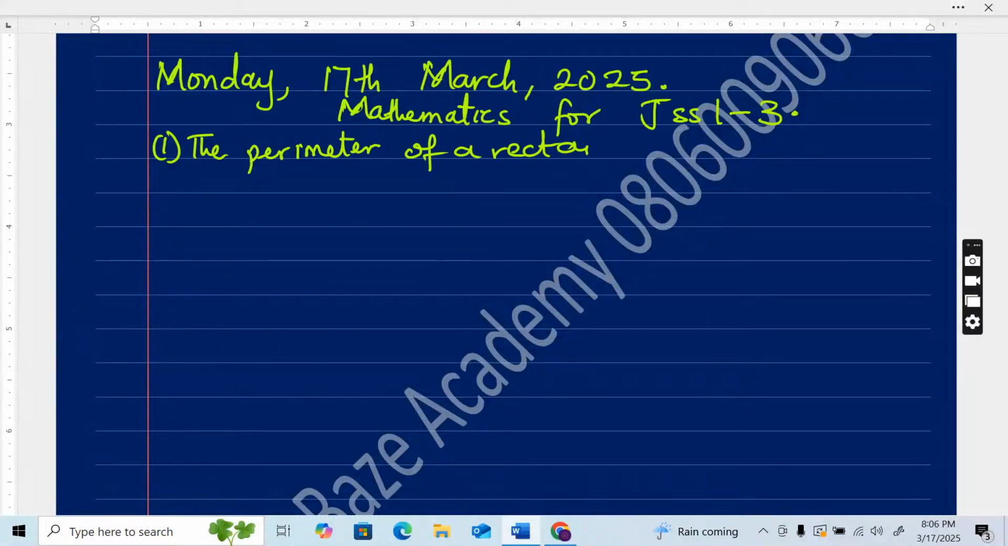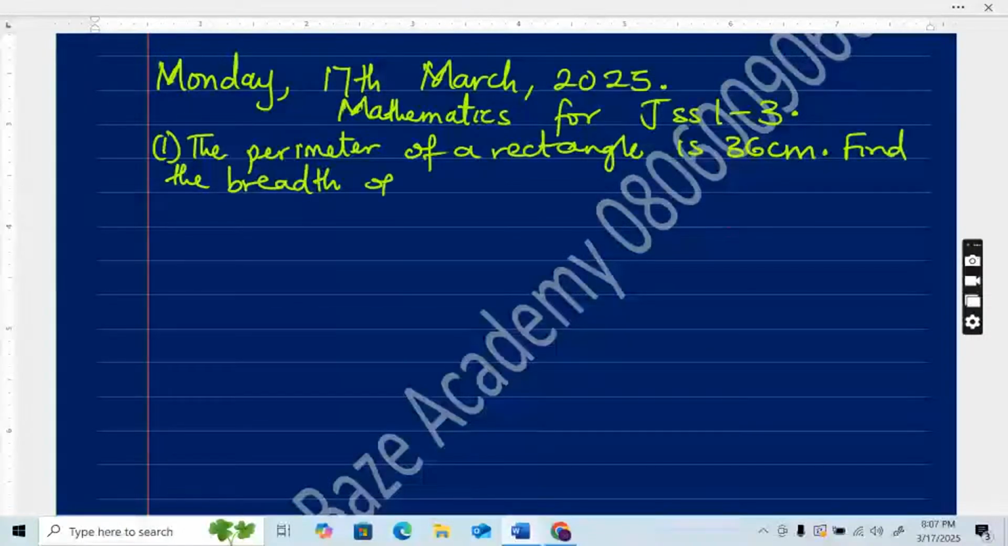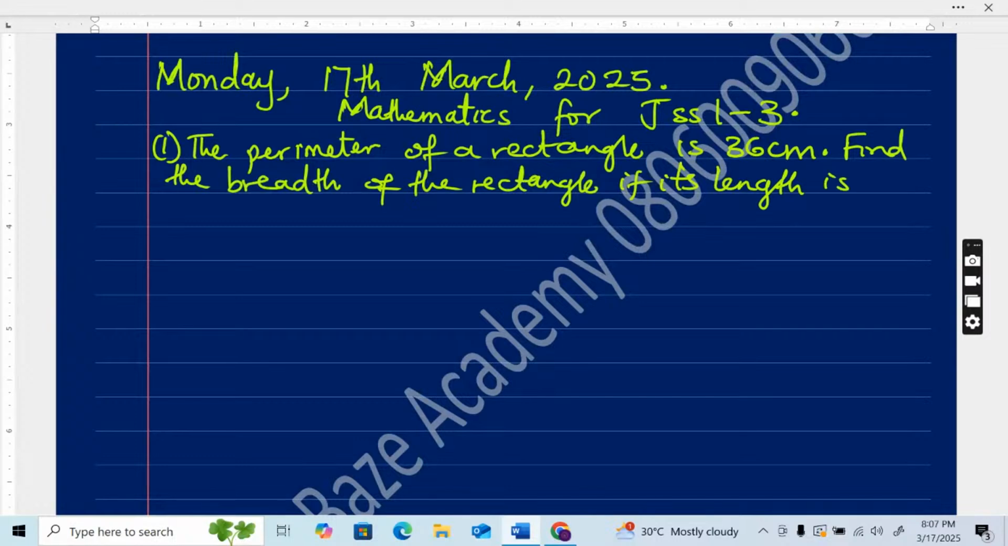The perimeter of a rectangle is 36 centimeters. Find the breadth of the rectangle if its length is 17 centimeters. All right, the perimeter of a rectangle is 36 centimeters. Find the breadth of the rectangle if its length is 17 centimeters.